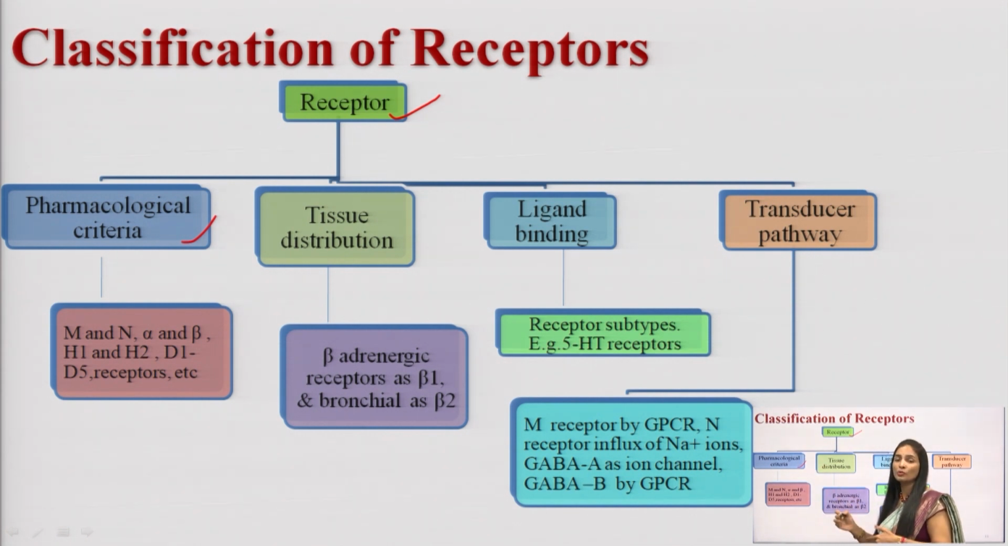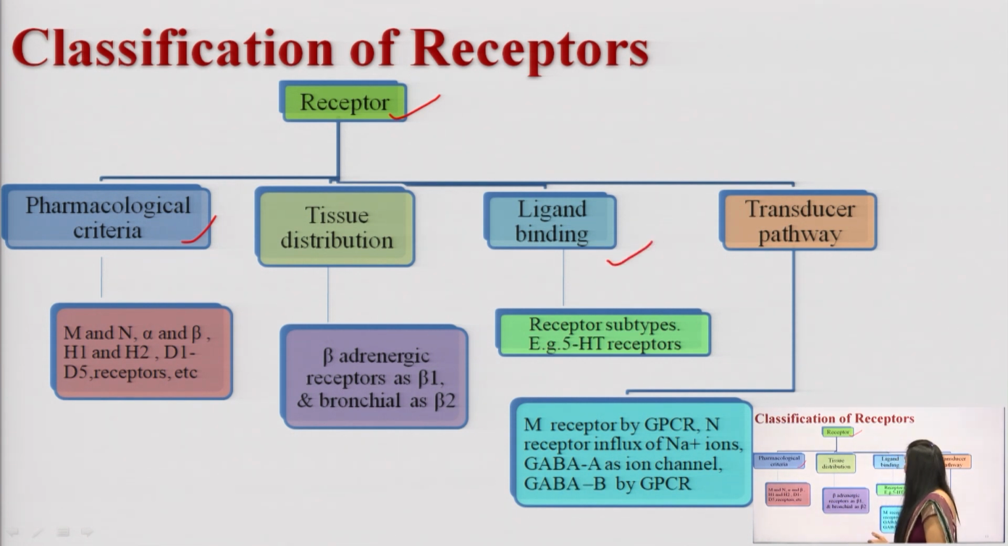According to the tissue distribution, for example, here alpha and beta. If I am talking about beta, beta has been categorized into beta 1 and beta 2. Beta 1 adrenoreceptor is present on the heart and beta 2 receptor is present on the smooth muscle. So, depending upon the tissue distribution also, the receptor has been classified.